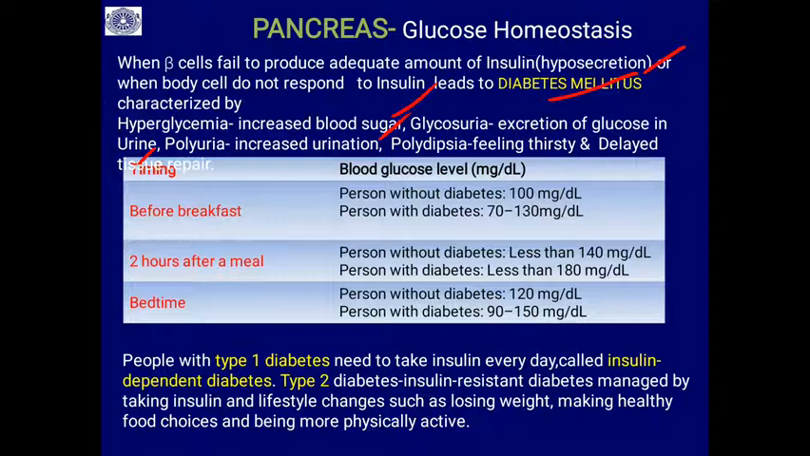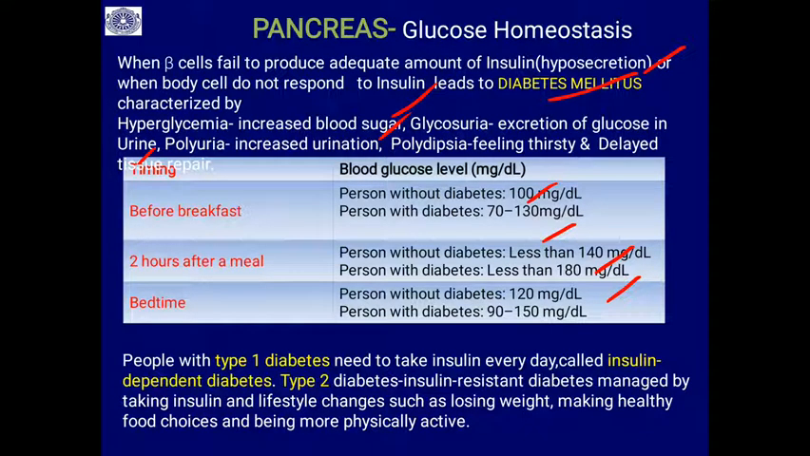So in this table you will find the blood sugar or glucose level in a normal person and the diabetic person. Before breakfast it is 70 to 130 mg per dl in the normal person, whereas in the diabetic about 100 mg. After the meal, in the case of a normal person it is 140 mg per dl, whereas in the diabetic person it will be 180 mg. So you will find the variations in the glucose level in the diabetic person.